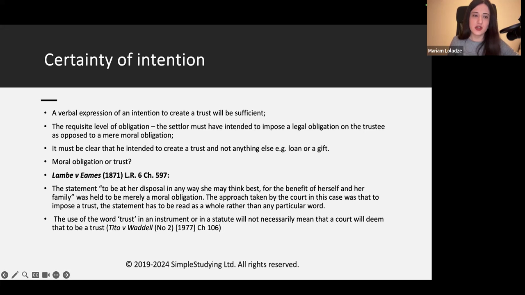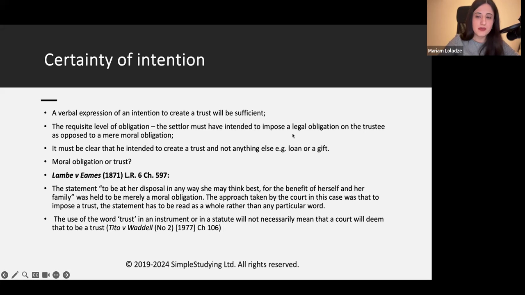The distinction between moral obligation or trust was further clarified in the case of Lambe versus Eames. The statement to be at her disposal in any way she may think best for the benefit of herself and her family was held to be merely a moral obligation.